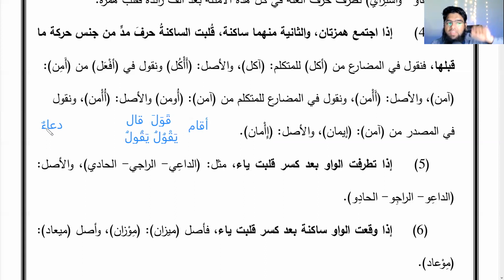And the fourth rule is when two hamzas are coming. إِذَا اجْتَمَعَ هَمْزَتَانِ وَالثَّانِيَةُ مِنْهُمَا سَاكِنَةً. The second one has a sukun. The condition is important: the second one should have a sukun. قُلِبَتِ السَّاكِنَةُ. So the second one, the sukun one, will change into a harf mad from the same type of the haraka of the previous letter.